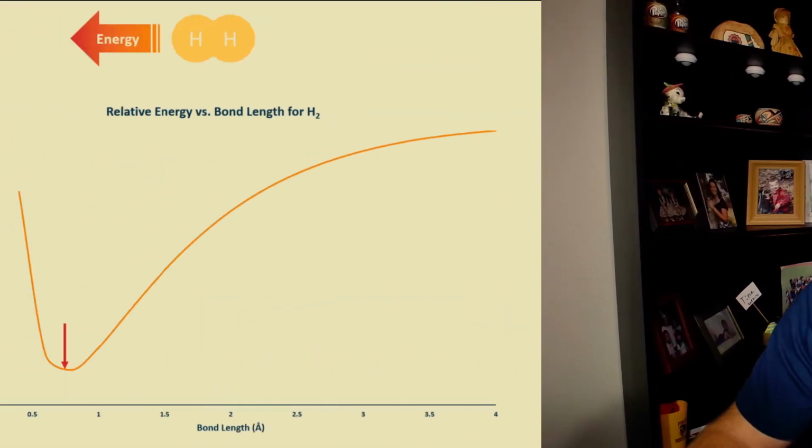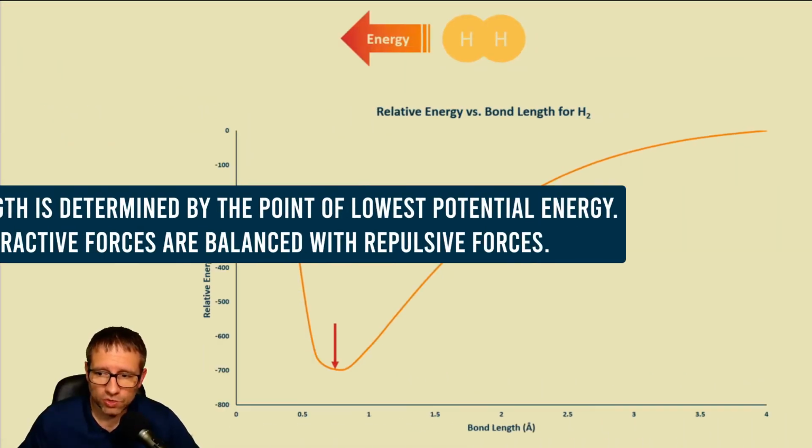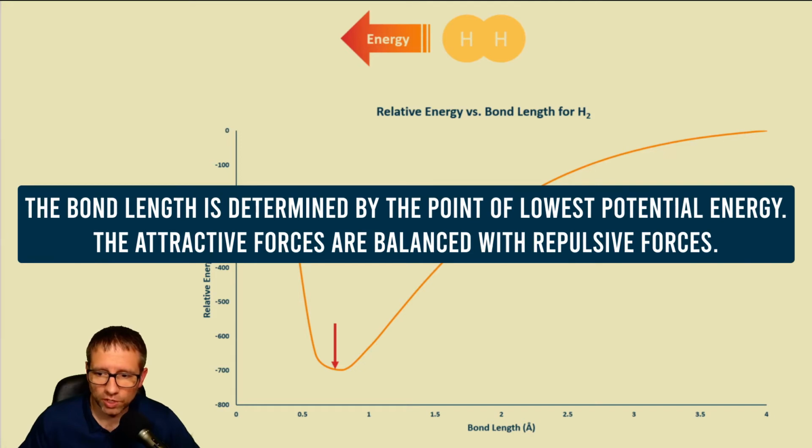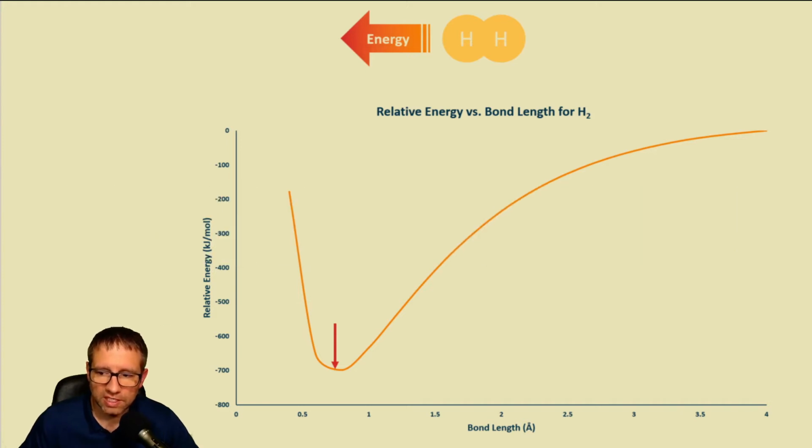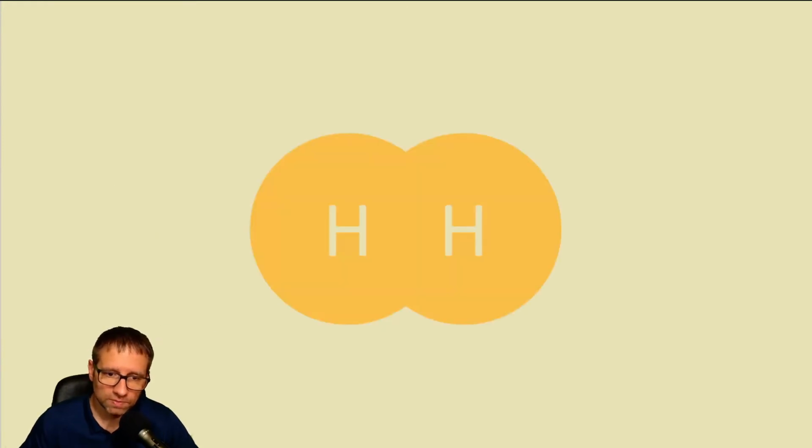Most of us have a bubble that we do not want people to invade. The bond length will be the point where the potential energy is the lowest, which is also where attractive forces are equal to repulsive forces. The attraction of the electron orbitals to the other nucleus is balanced by the repulsion of the two nuclei and overlapping orbitals.